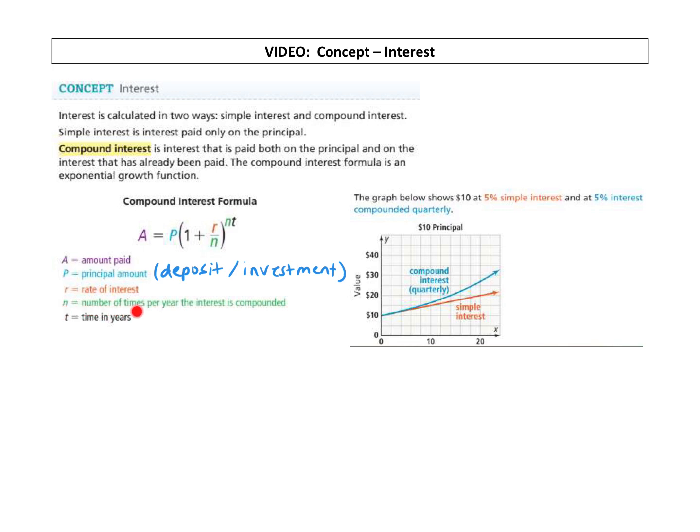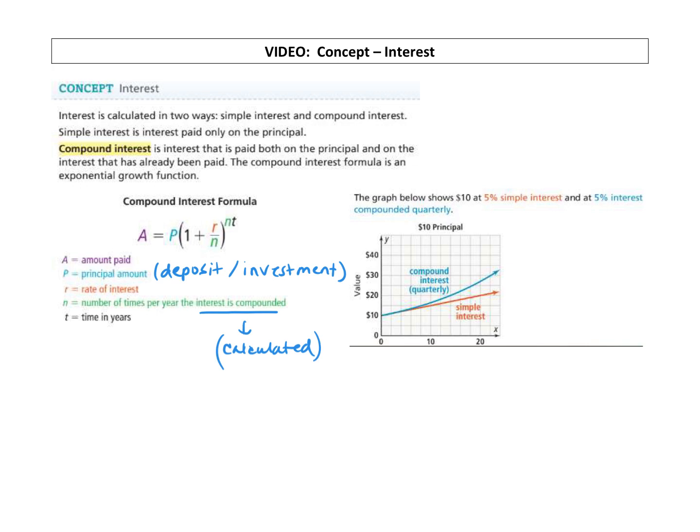N is the number of times per year the interest is compounded. The way I think about that, the interest being compounded, is how many times a year the interest is calculated. That word compounded is a new word for us in math, so just think compound interest. How many times in a year are we calculating the interest on the account or the investment? And then T is our time in years.